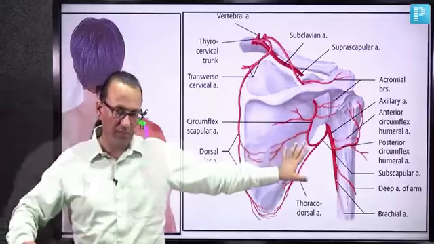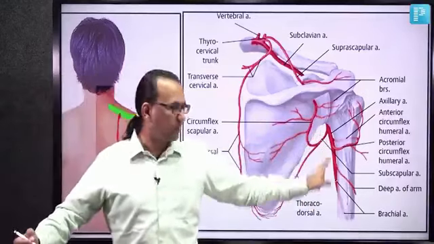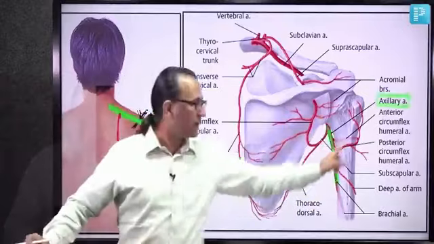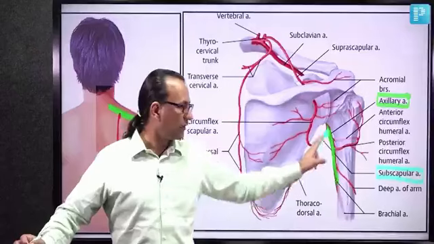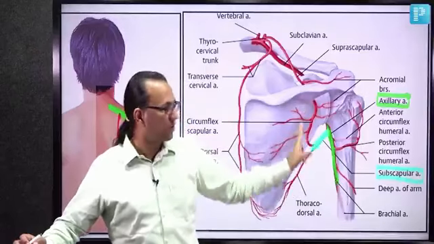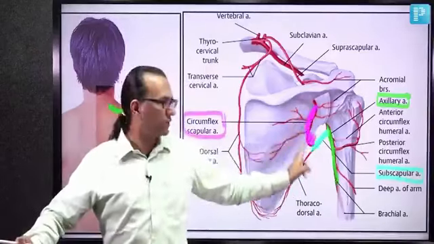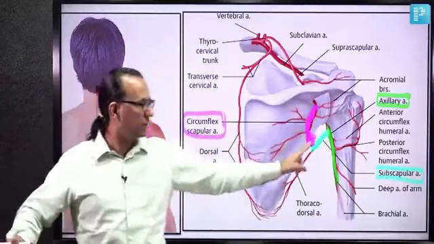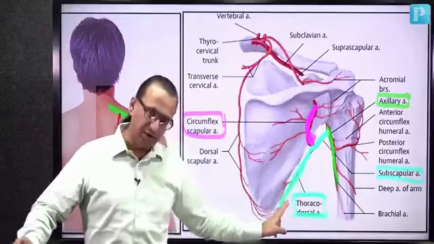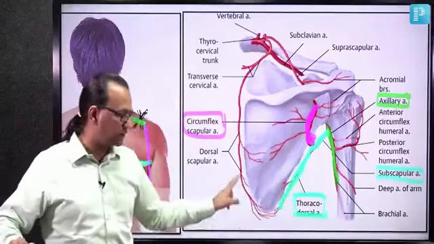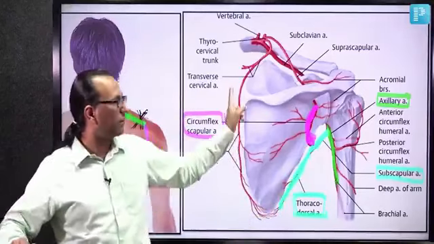Let us look at them here as well. So here you can make out the third part of the axillary artery is giving us one artery under the scapula called subscapular artery, and subscapular artery itself is giving circumflex scapular artery around the scapula. And after giving circumflex scapular artery, this subscapular artery will continue downward as a thoracodorsal artery, and this thoracodorsal artery is going to anastomose with the dorsal scapular artery coming from the subclavian artery.